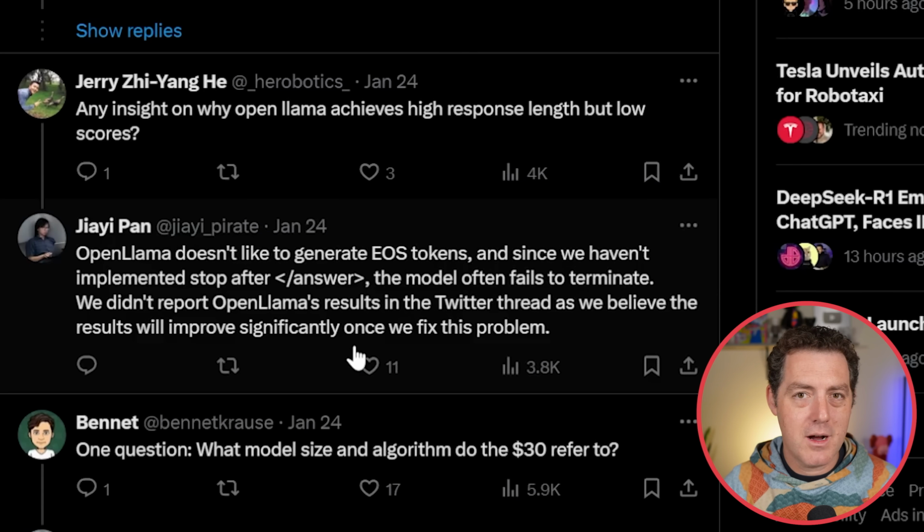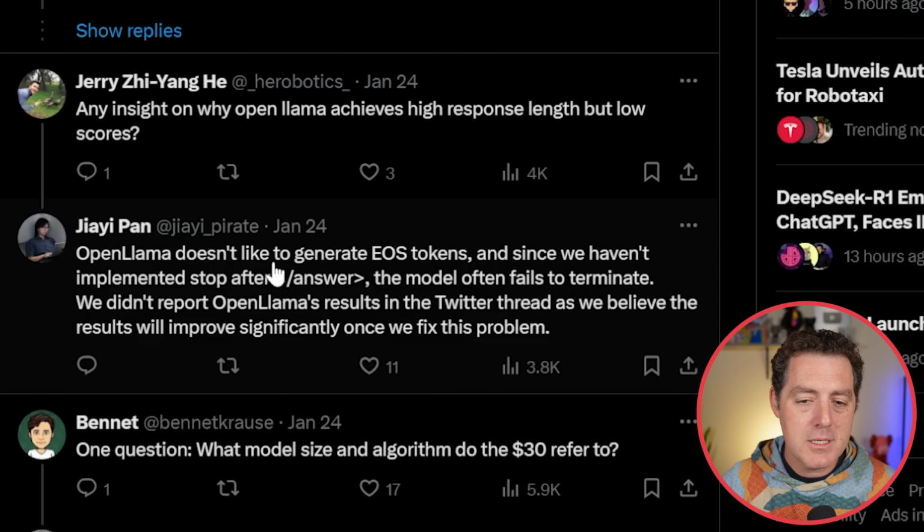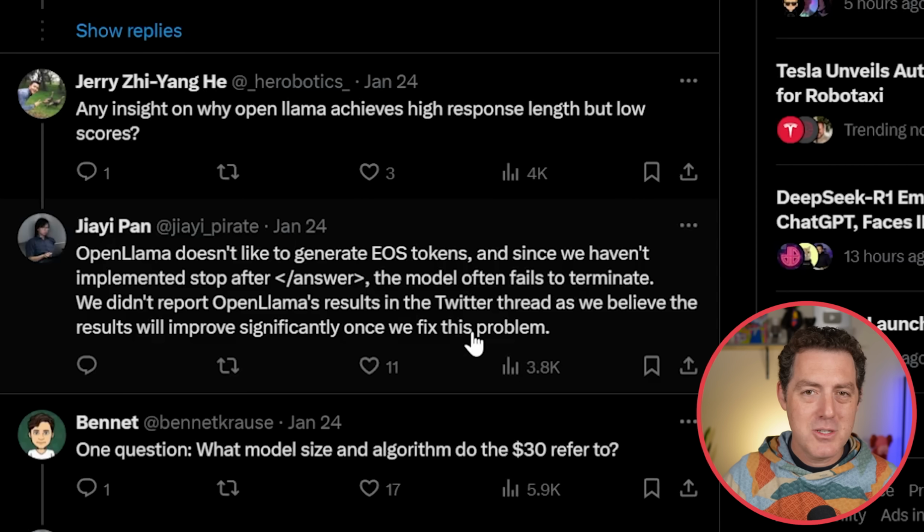Now, in this thread, the author answered a bunch of questions, and I want to go over some of those to give you even more detail into how cool this really is. So here, any insights on why OpenLlama achieves high response length, but low scores? OpenLlama doesn't like to generate EOS tokens, and since we haven't implemented stop after the /answer, the model often fails to terminate. We didn't report OpenLlama's results in the Twitter thread as we believe the results will improve significantly once we fix this problem. So again, it doesn't really matter what model you're applying this technique to.